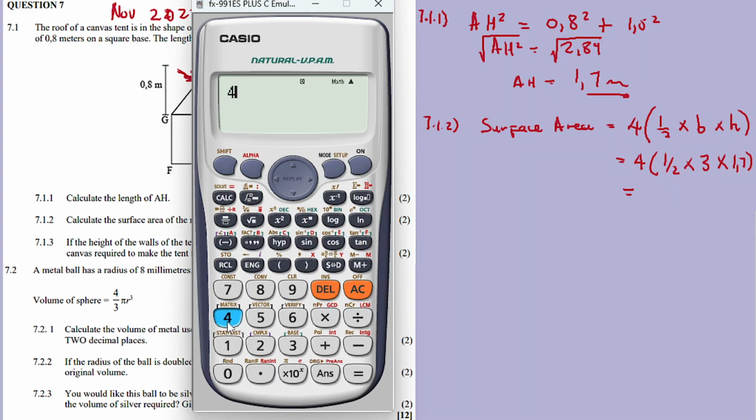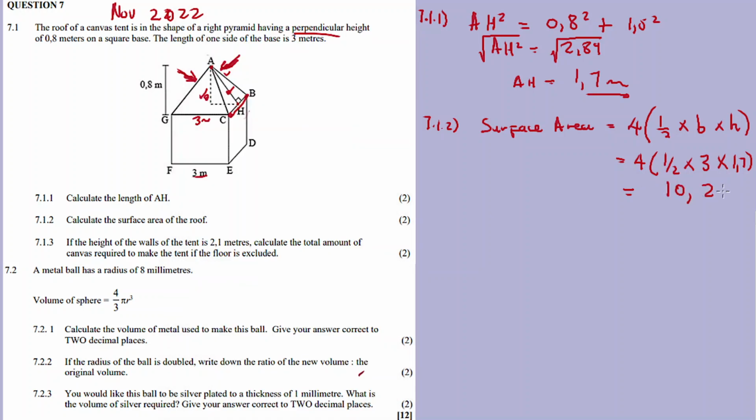So our answer here will be 4 times 0.5 times 3 times 1.7, which is 10.2 meters squared. Get the units right. Before it was a length, so it was just meters. Surface area is meters squared. Now 7.1.3.